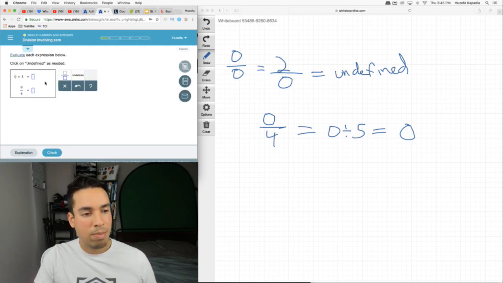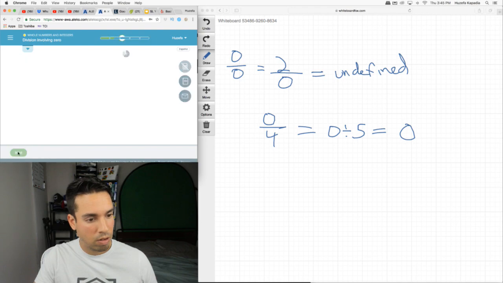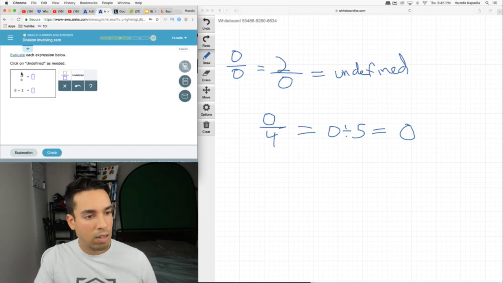Next we have 0 divided by 3. That's okay. That's 0. We have 0 divided by 4. That's okay. That's 0. And last, we got a number divided by 0, and that's no good. That's undefined. 0 divided by a number, that's cool. That's just 0.